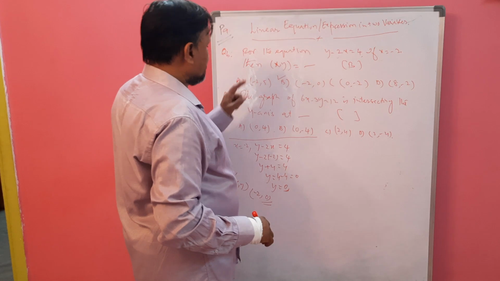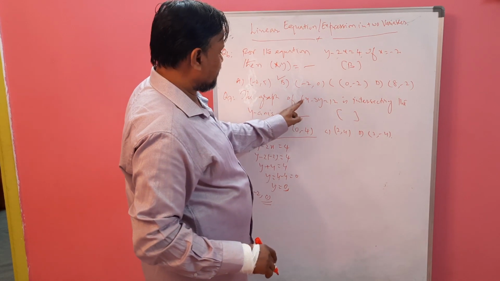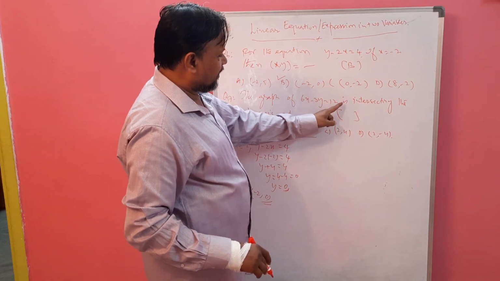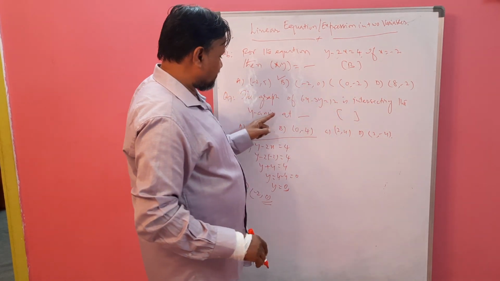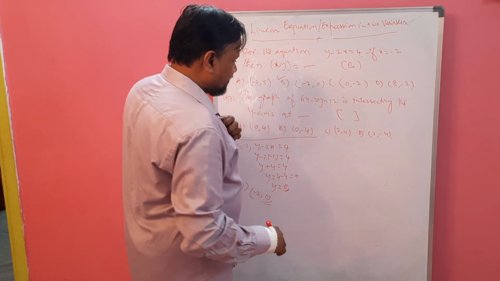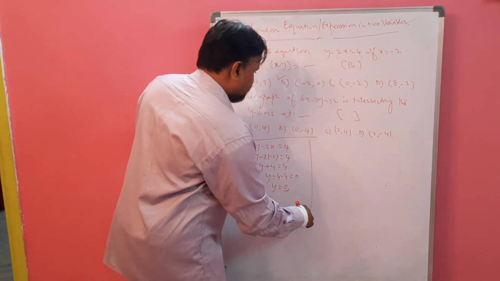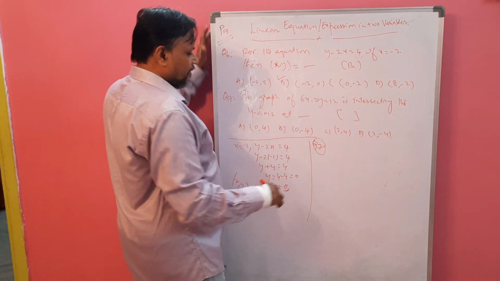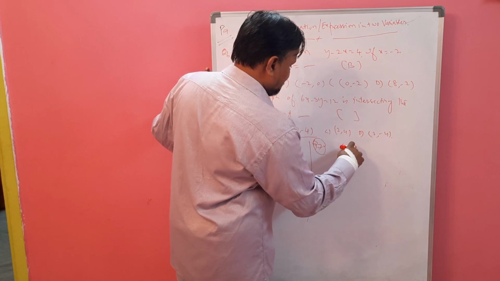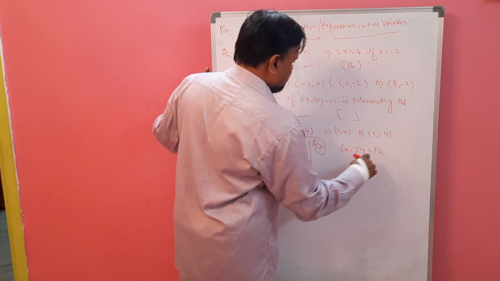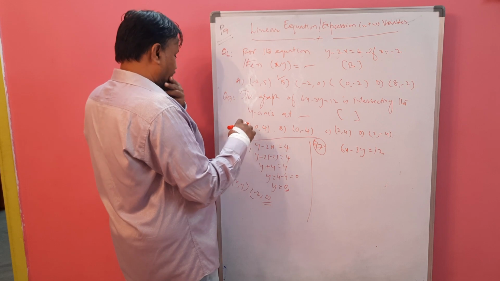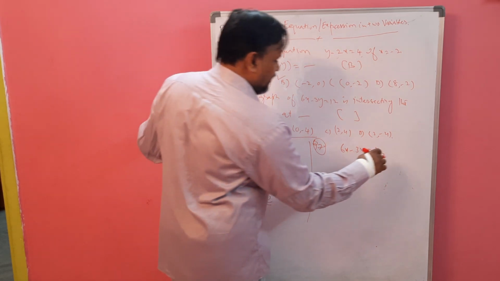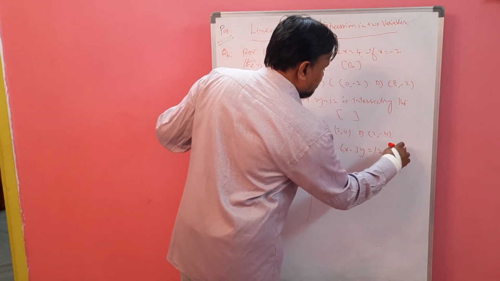Okay. Now the 7th one: the graph of 6x minus 3y equal to 12 is intersecting the y-axis at dash. Solution for question 7. The graph is given, the linear equation is given, 6x minus 3y equal to 12, intersecting the y-axis. For the y-axis, the value of x is 0. Okay, we know that.